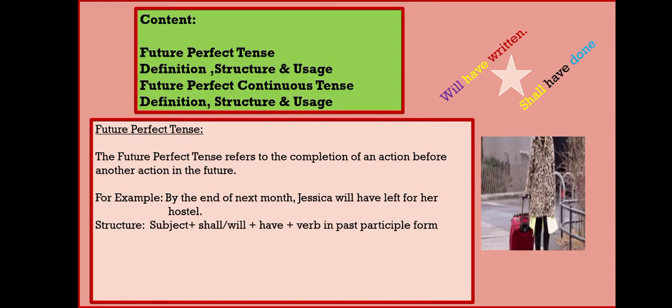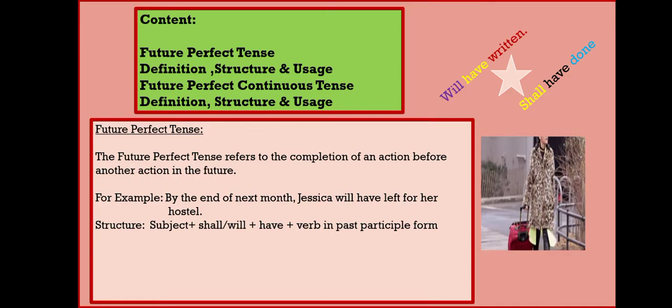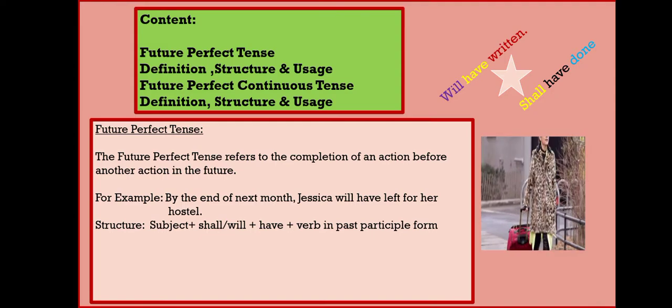So what is the main action? Jessica's leaving for hostel. When? By the end of next month. So two actions, and for the first action, Jessica's leaving for hostel, we use future perfect tense. What is the future perfect tense structure? Shall or will, then have, then verb in the past participle form. So what will be the answer? By the end of next month, Jessica will have left for her hostel.